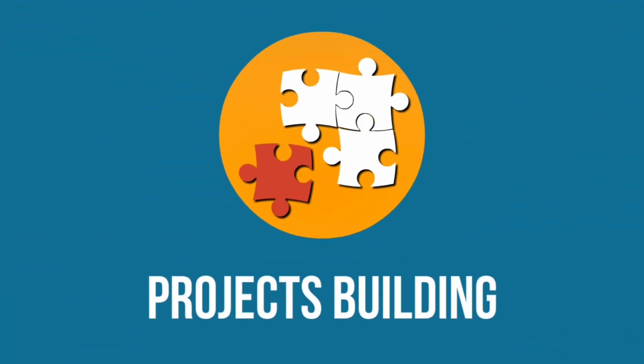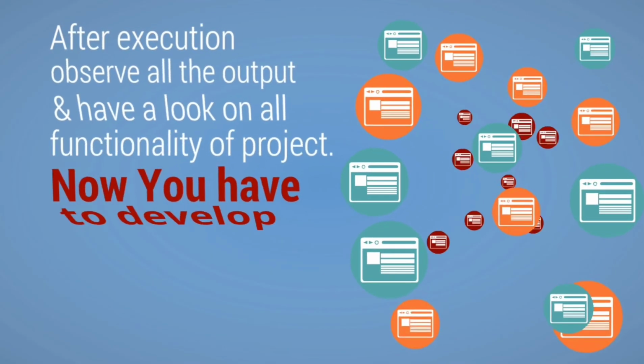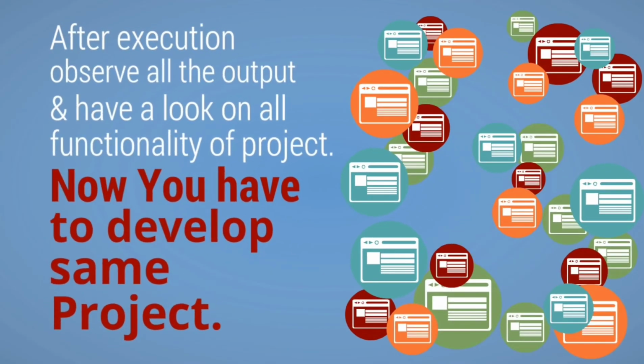Next is building projects. After completing all the concepts and their codes, try to build some small projects. Many students have a doubt about what type of projects we should build. See, there are lots of pre-developed projects available on the internet. Just get one of them. For example, if you found a project like a railway reservation system in core Java, download it and execute it on your system. After execution, observe all the output screens, have a look at all the functionality of the project.